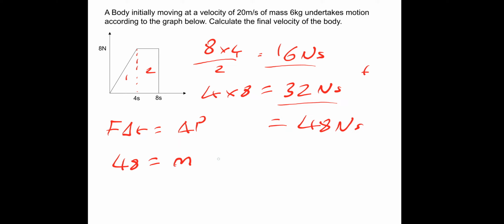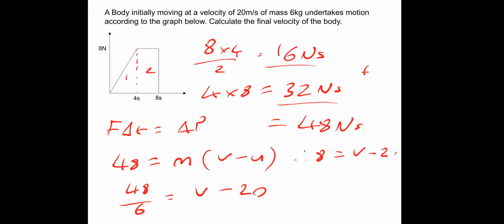So I'm going to factorize v minus u. So 48 equals 6, the mass is 6, times v minus u. On the left hand side we end up with 48 divided by 6 equals final velocity v minus the initial of 20. So if you do 48 divided by 6 on your calculator, we get 8 equals v minus 20. So we need to move the 20 over, so it becomes plus 20. So v is 28 meters per second.